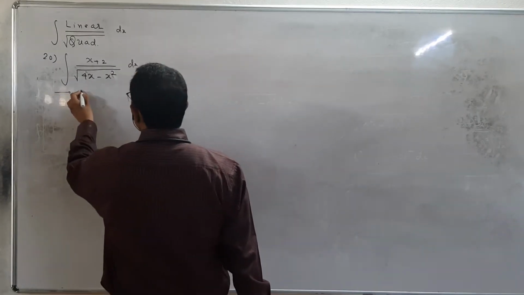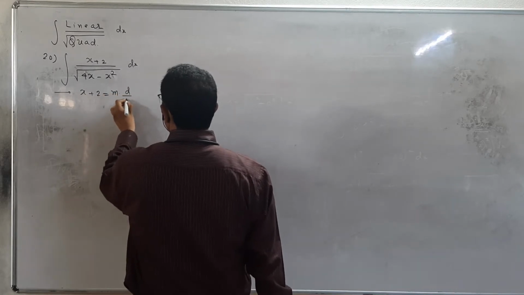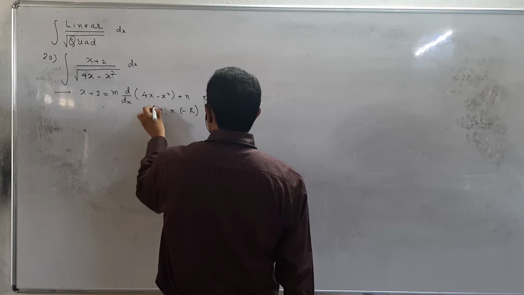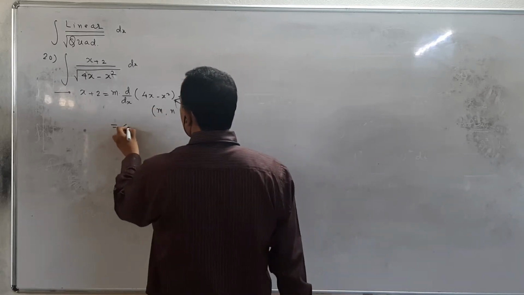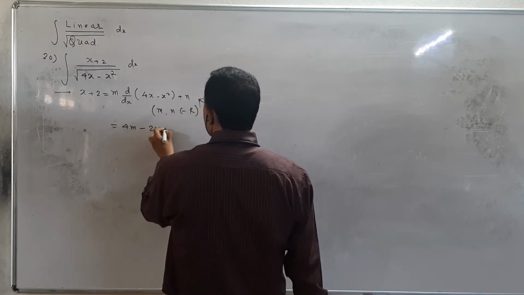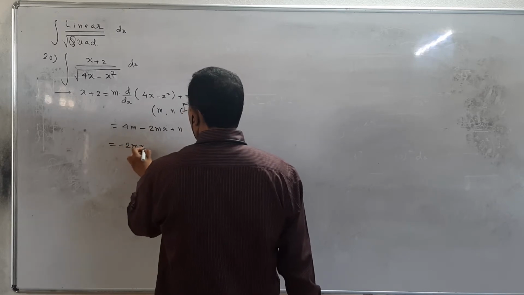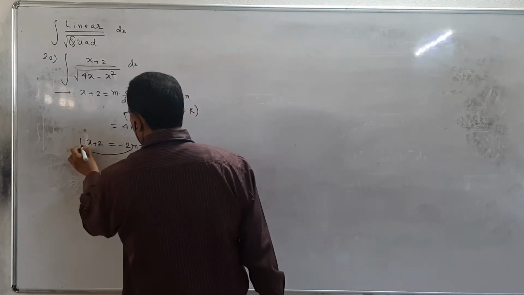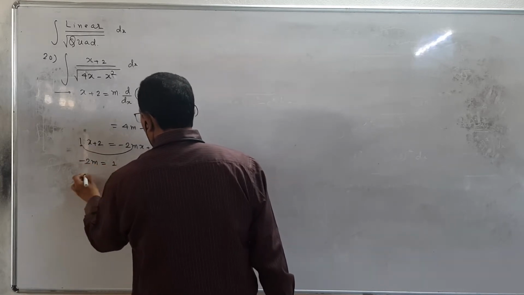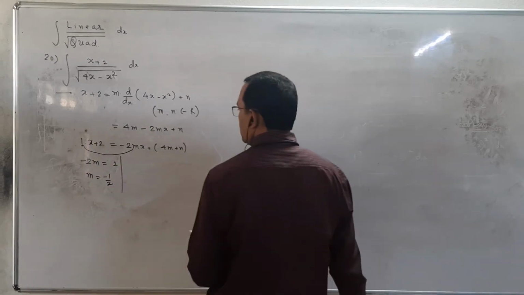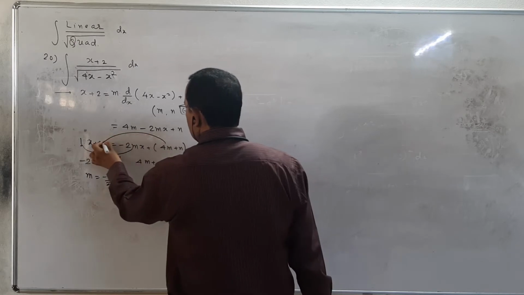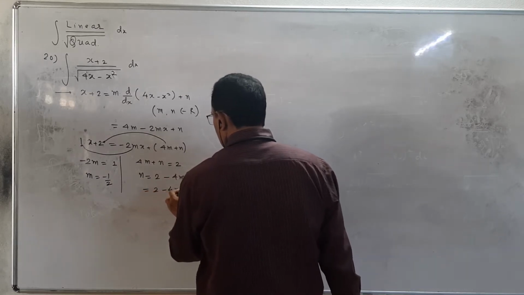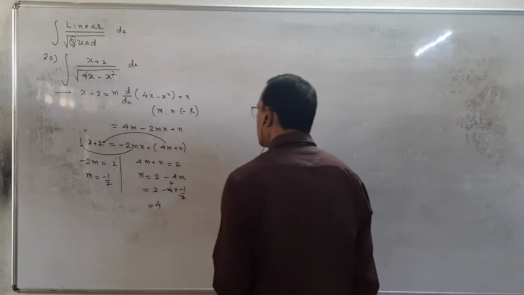We express linear as m into d by dx of quadratic plus n, where m, n belong to R. So this is written as minus 2mx plus 4m plus n. Now compare, coefficient of x is minus 2m, here 1. Minus 2m is equal to 1, so m is equal to minus 1 by 2. And 4m plus n is equal to 2, so n is equal to 2 minus 4m, 2 minus 4 into minus 1 by 2, 2 plus 2 becomes 4.